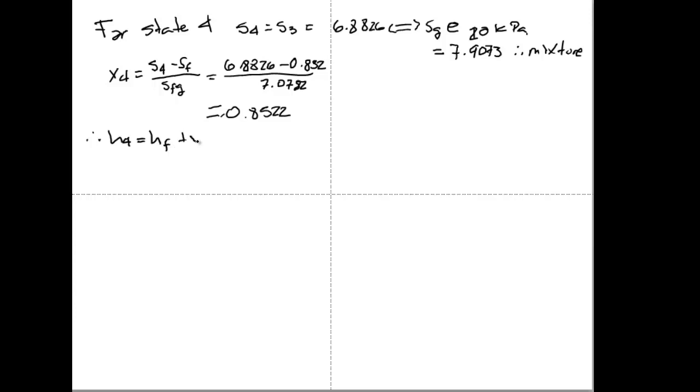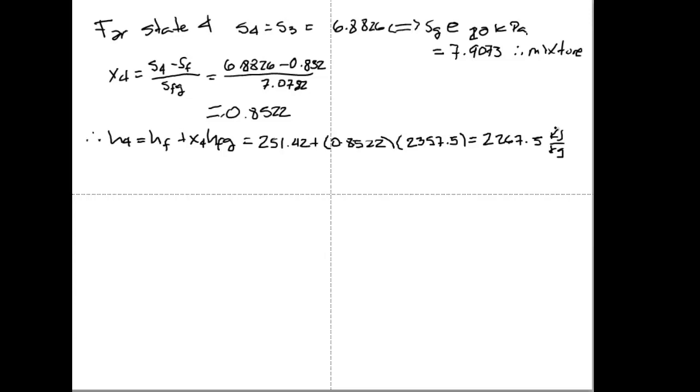0.85. Recall that quality should go from 0 to 1, 0 meaning saturated liquid, 1 saturated vapor. In between is the percentage of mass that we have in the form of vapor. With this we can get our H4, and we are just substituting the value of quality 4 in the enthalpy expression. And we have 2267.5. This number is the enthalpy leaving the turbine after we expand it.